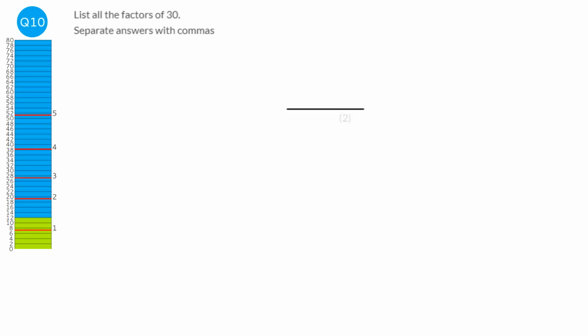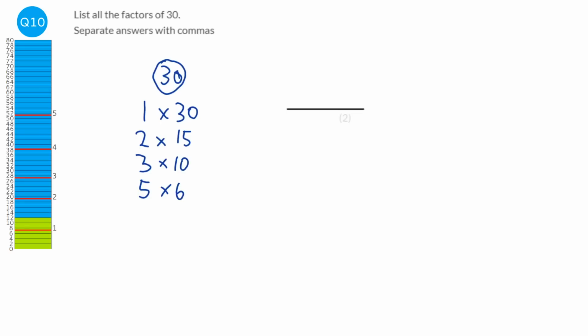To find the factors of 30, we're just going to write down all the factor pairs, or all the pairs of numbers that multiply together to make 30. So 1 times 30 is 30, 2 times 15, 3 times 10. Now 4 doesn't go because 30 is not in the 4 times table. 5 times 6, and we notice that if we pick 6, it's just going to be 6 times 5, it's just going to be the opposite.